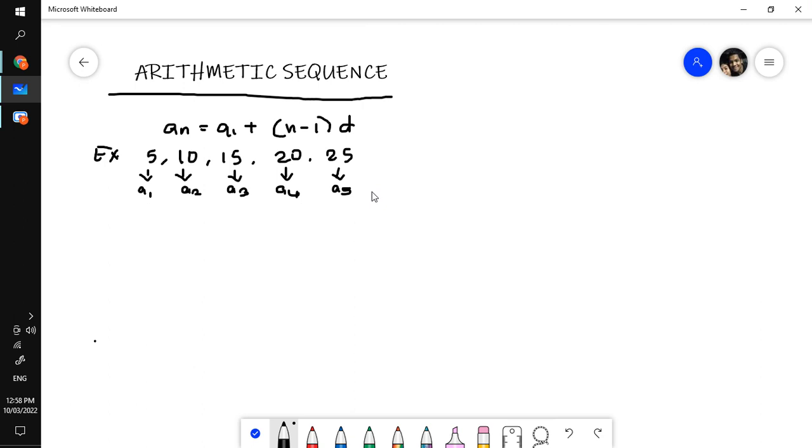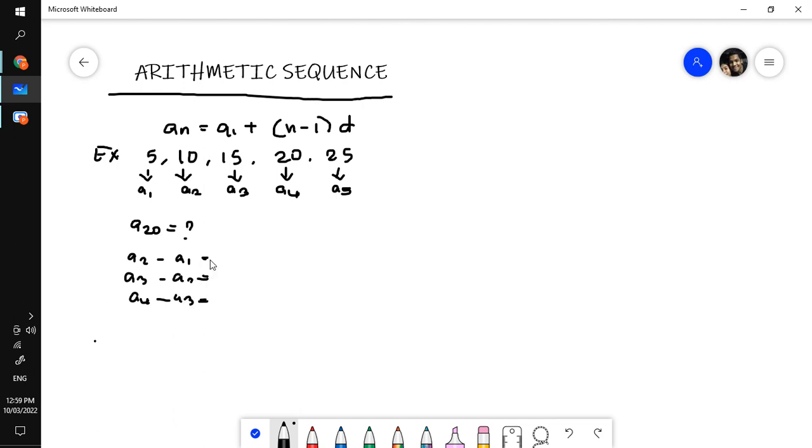So for example, we are tasked to find the 20th term of this sequence. So the 20th term will be denoted by a sub 20. Before we can do that, we first have to get the common difference. How do we get the common difference? You just have to follow a sub 2 minus a sub 1, a sub 3 minus a sub 2, a sub 4 minus a sub 3, and so on.